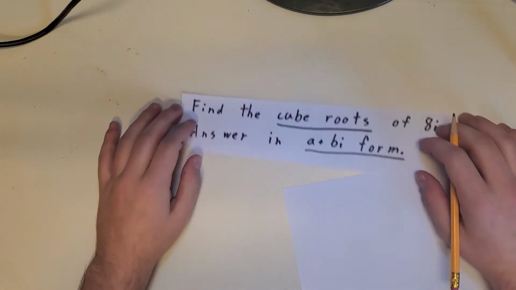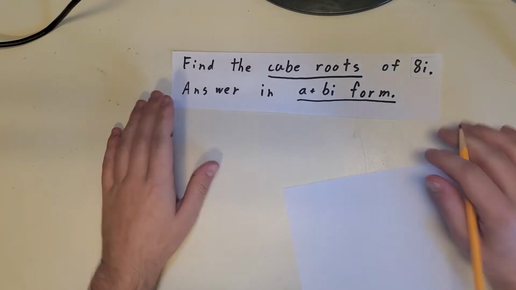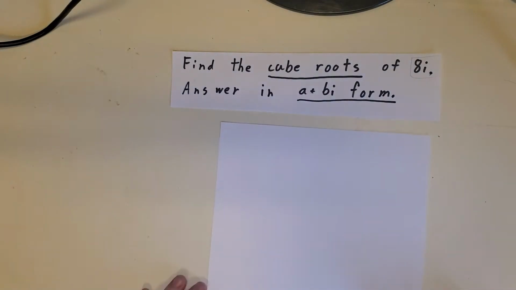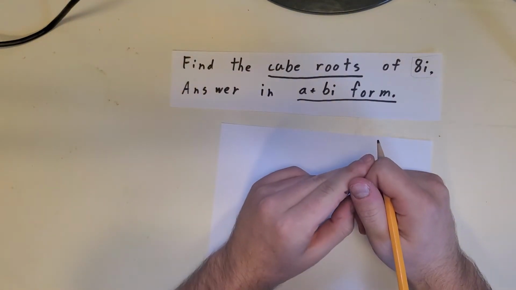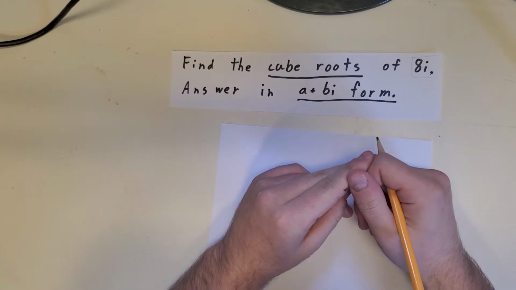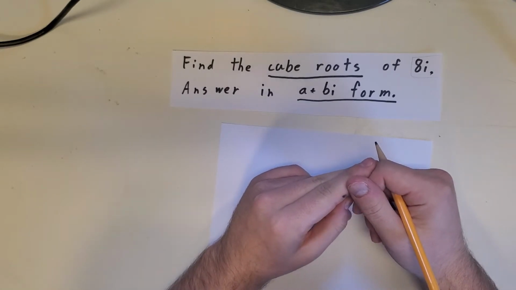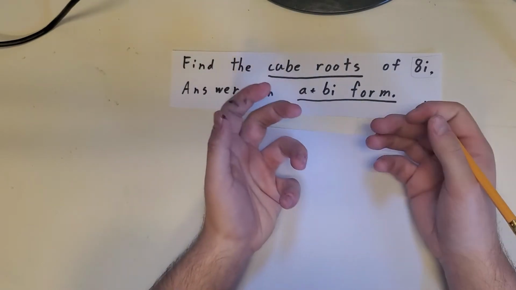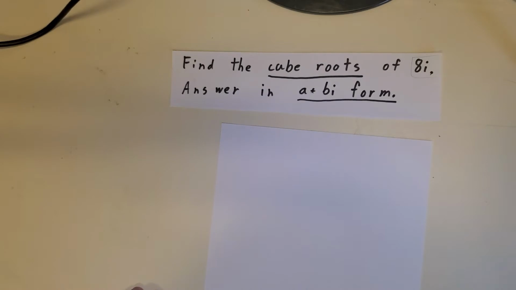All right. So, if I recall, this is the problem at hand. Find the cube roots of 8i and answer in a plus bi form. Like pretty much all math problems, there's some certain terminology we need to understand in order to produce an answer that makes sense, right? In this case, you have to understand what cube roots are and what this a plus bi form is.